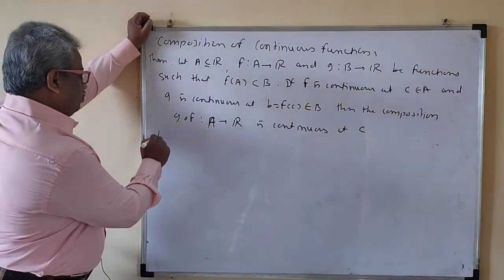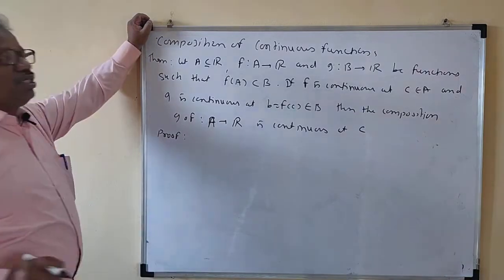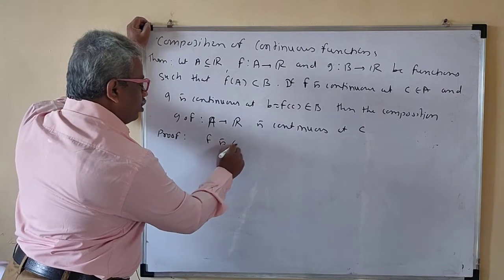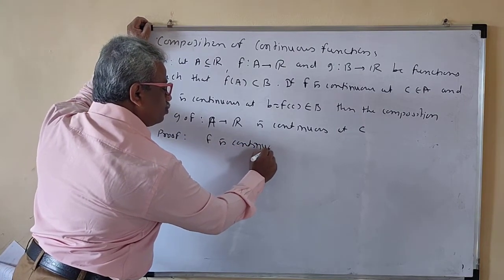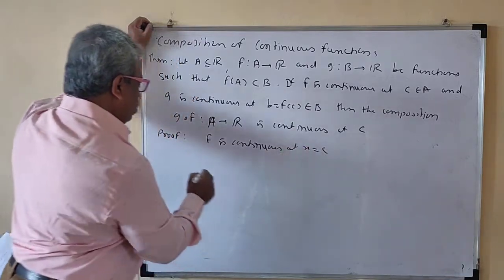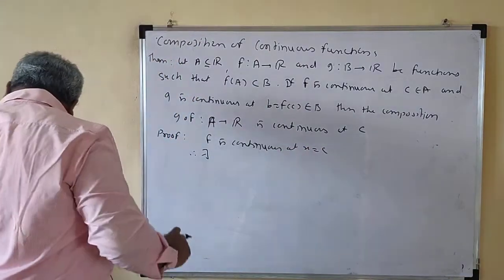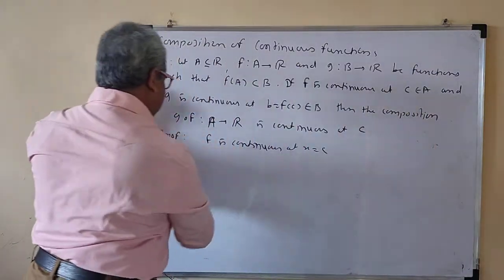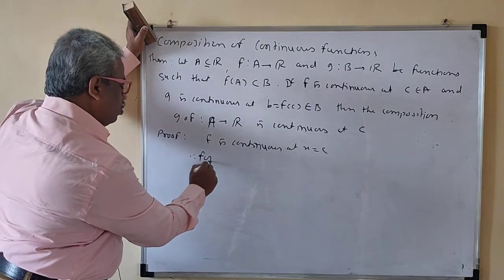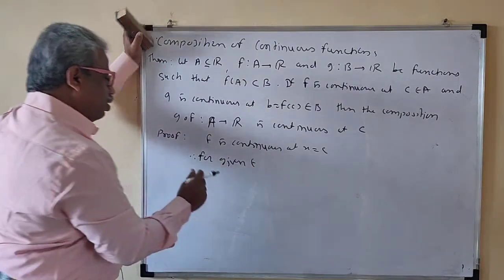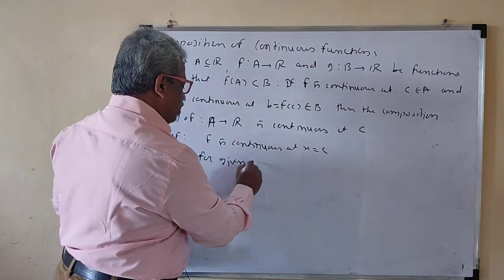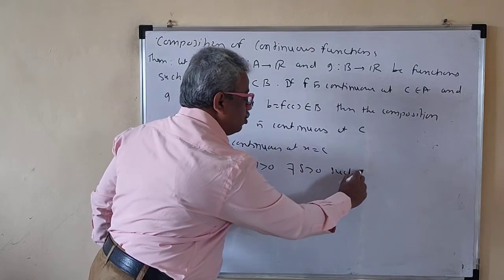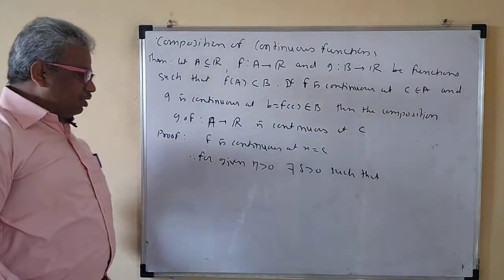Okay, so we'll prove this one. We'll apply the epsilon delta definition of continuity. F is continuous at x equal to c. Therefore, for a given lambda greater than 0, there exists delta greater than 0 such that we'll apply the definition of the continuity.